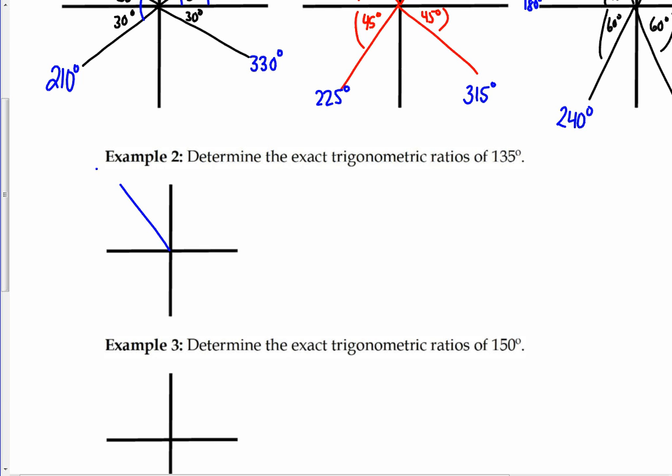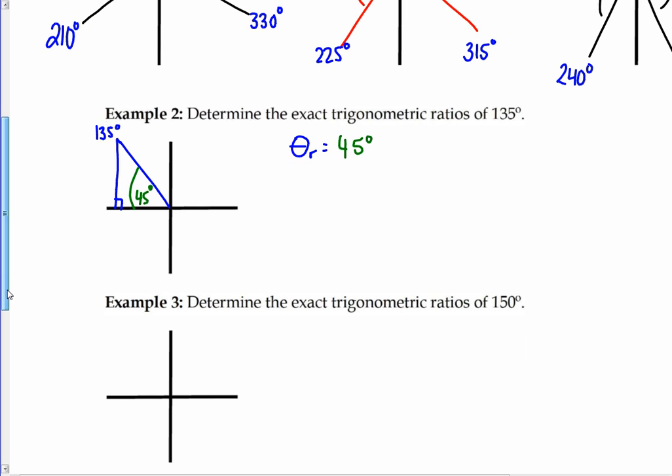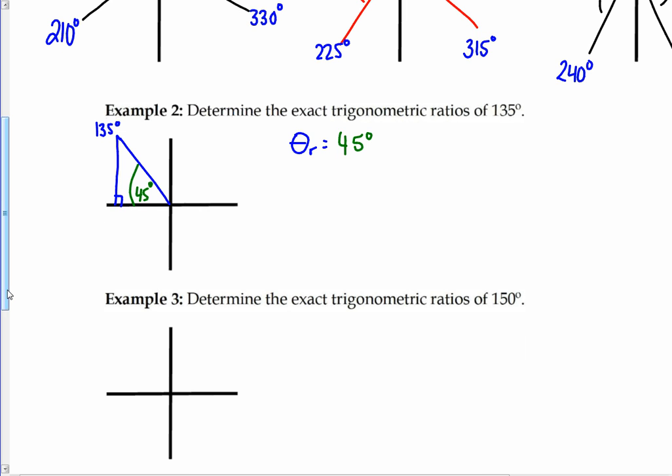Okay, we need to find its reference angle. What's the reference angle for 135? You might have seen it up above. What was it? 45 degrees. Okay, so the reference angle is 45. That means I'm going to draw my special triangle. We know the ratios for a 45 degrees: 1, 1, and what was the hypotenuse? Root 2. So now I can figure out each of the ratios.